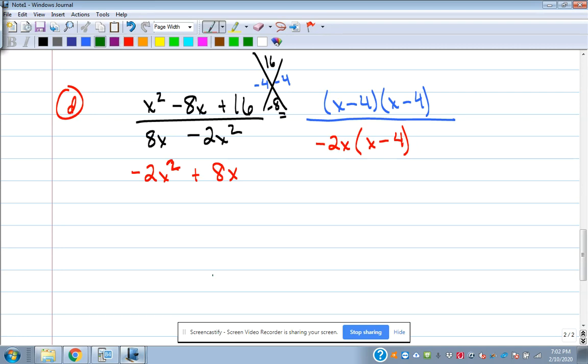How many of those x minus 4s will cancel? This 1 on the bottom cancels 1 on the top. We get x minus 4 over negative 2x is the simplified version of that.